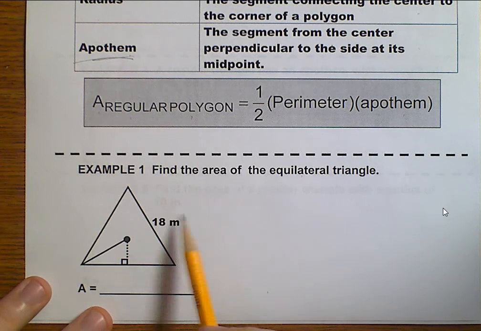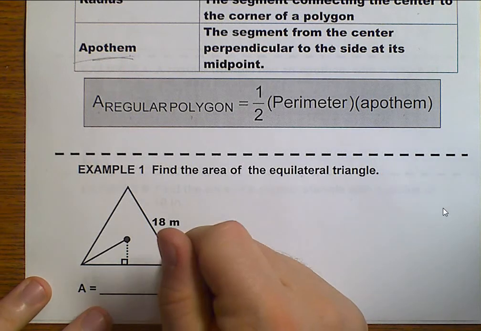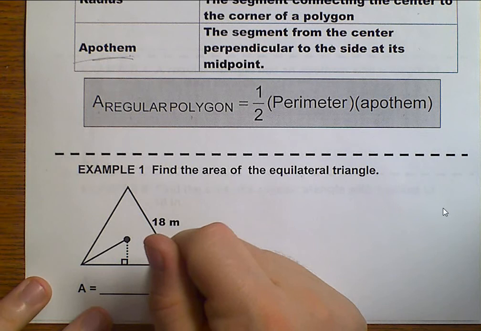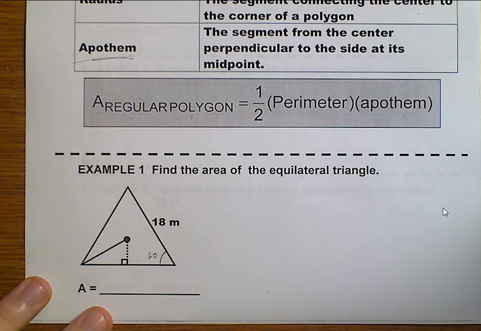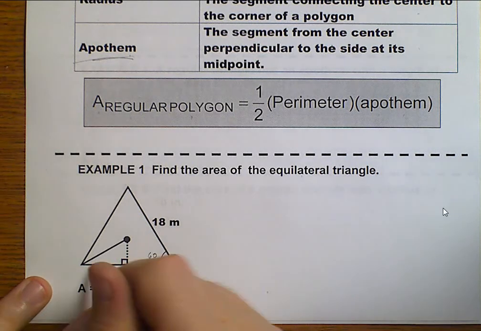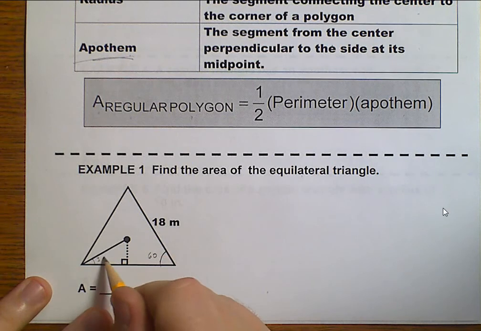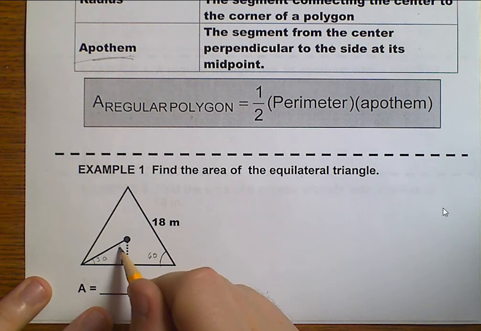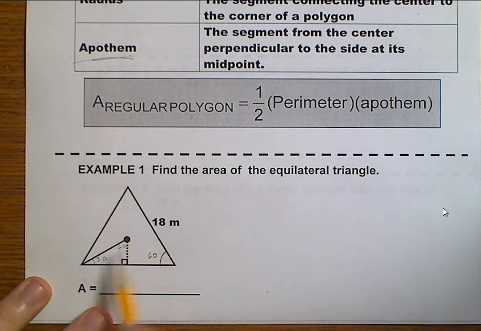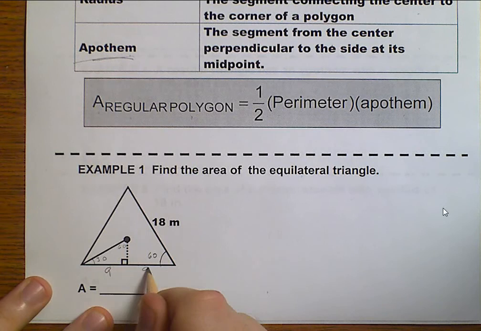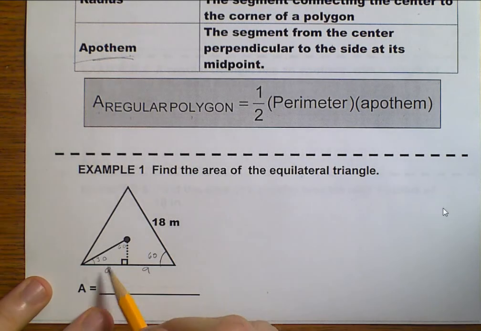Well, the side of this is 18, and we know that this angle right here is 60 degrees. So this is 60, which means that this is going to be cut in half. So this is 30 degrees. So that is also 60. And we have a 30, 60, 90 triangle. Well, each side of this 30, 60, 90 triangle would be 9. And so we look at this, and this is the long leg. I need to find the short leg.